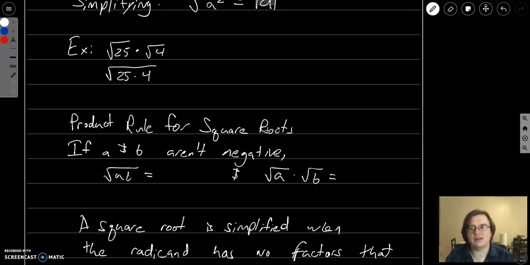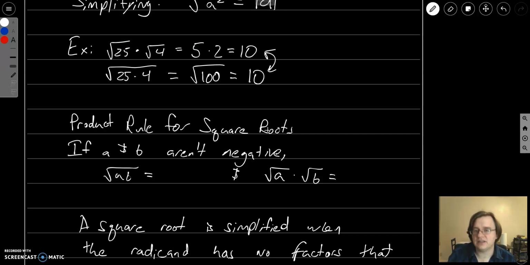And now we'll look at how we can combine square roots here. So if I take the square root of 25 times the square root of 4, we know what both of these are. This will be 5 times 2, which is 10. But if I do this multiplication underneath the radical sign, 25 times 4 is 100. And we know that 10 times 10 is 100, so the principal square root of 100 is going to be 10. And what you'll notice is that we get the same thing. And this is not a coincidence. This will happen every time.